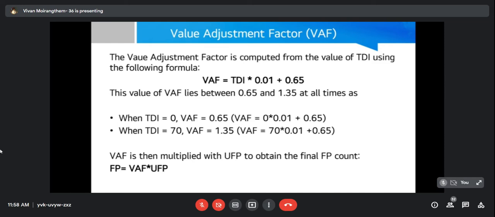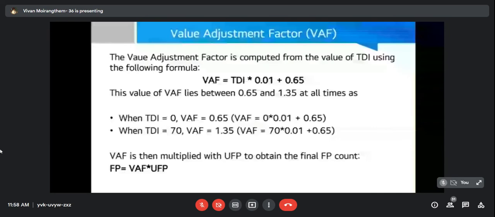Likewise, if our TDI is at the max value, that is, it has a maximum influence towards our UFP, that means all of the 14 GSCs have a scaled value of 5, then our TDI will be 70, and our VAF will have the maximum value of 1.35.